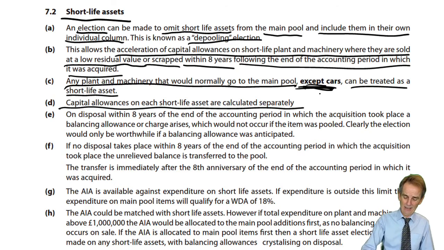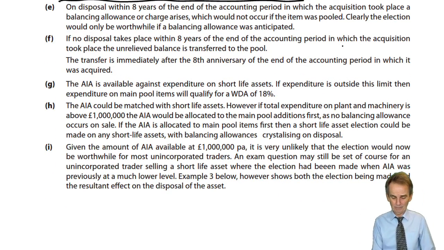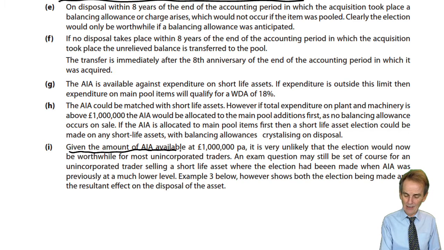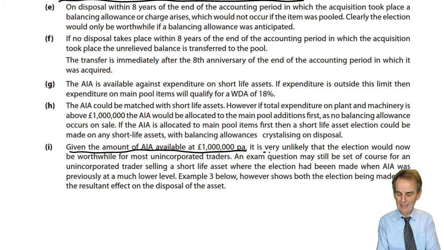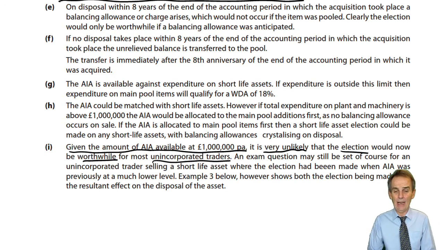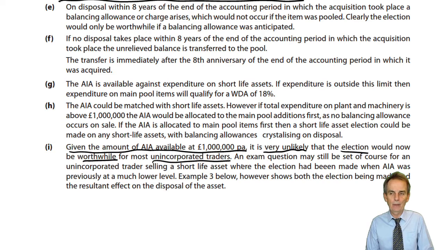Again, however, as we've said, and I'll go to the last point, or one of the last points here, is that given the amount of AIA available at £1 million per annum, it is very unlikely that the election would now be worthwhile. It's unlikely that the election would be worthwhile for most unincorporated traders. Why? Because if you've had AIA, you've had all of your tax relief. There's nothing else to give. All that would happen in those circumstances is you generate for the sales proceeds when sold. If you had separated it out, you would have a balancing charge. Nobody's going to do that. So it's only in these circumstances that you would be considering making the depooling election for the short life asset.